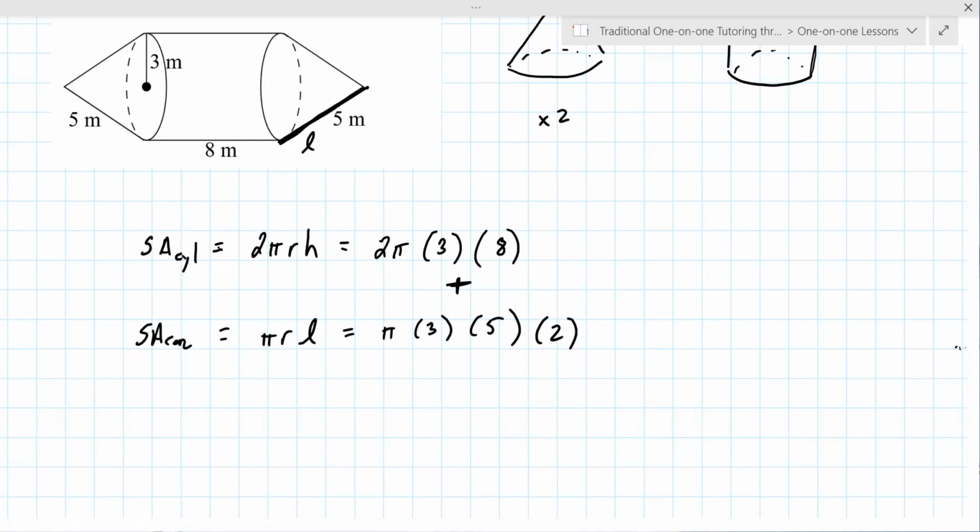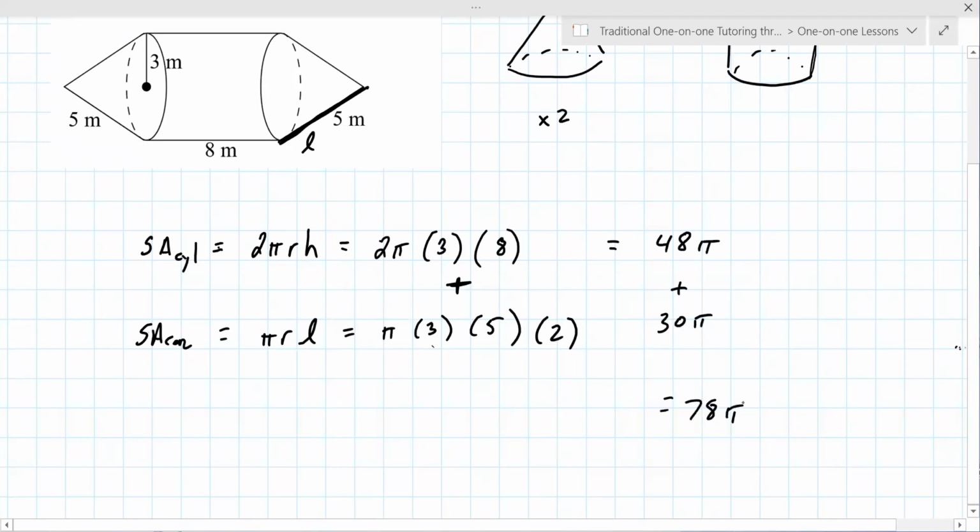All right. So go ahead and enter that into the calculator there. Actually, I take that back. They want it in terms of pi. So we need to do 2 times 3 times 8. That's 48 pi. And then 3 times 5 times 2, that's 30. So you add these together and you get 78 pi.